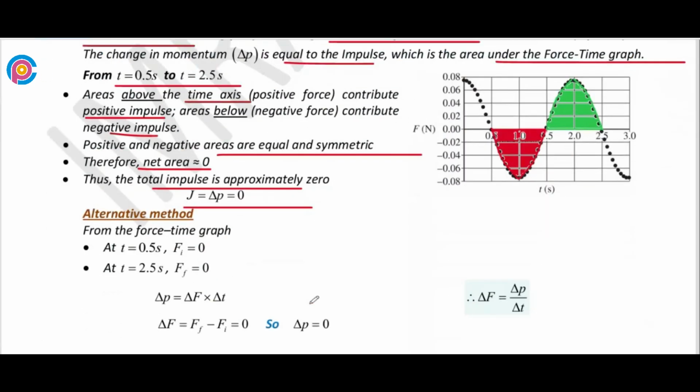You can alternatively discuss the force-time graph. At time 0.5 the force is 0 at this instant, and at 2.5 the force is also 0 at this instant. We know that force is equal to the rate of change of momentum, so the change in momentum can be calculated as F times delta t. The change in force is equal to 0, so the change in momentum is equal to 0. We can predict this from this formula also.